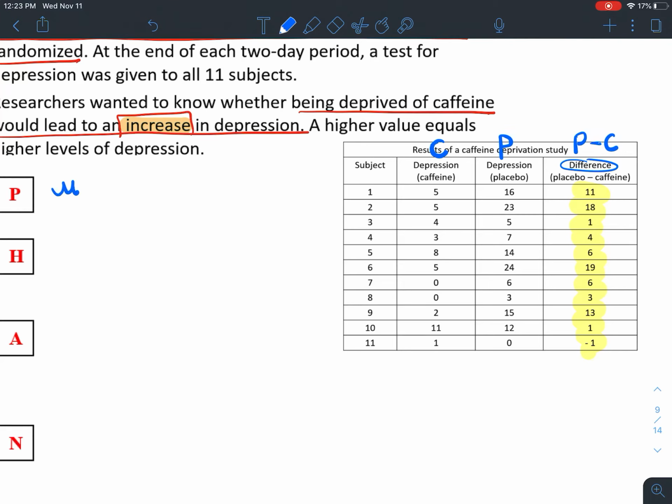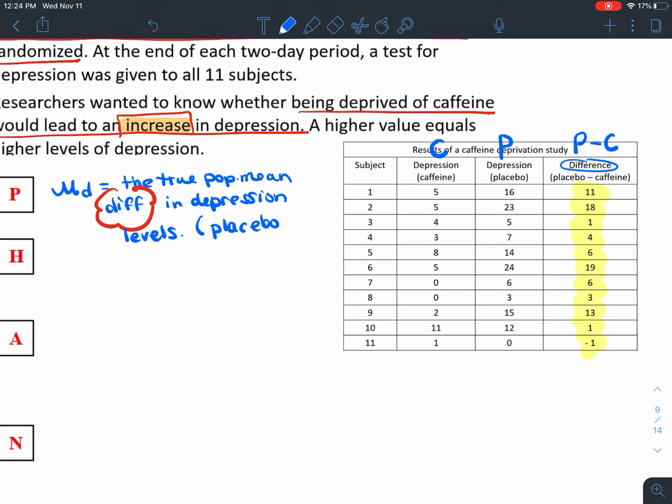Okay, so we're going to define our parameter of interest, not to be mu, but to be mu sub d, which is the true population mean, keyword here, difference. Okay, difference in depression levels. We're measuring the difference in depression levels, and I'm going to go ahead and denote the order of the subtraction. It is placebo minus caffeine. Now, our null hypothesis is that there's no difference between the depression levels, whether you took the caffeine pill or the placebo pill. So that's always 0.